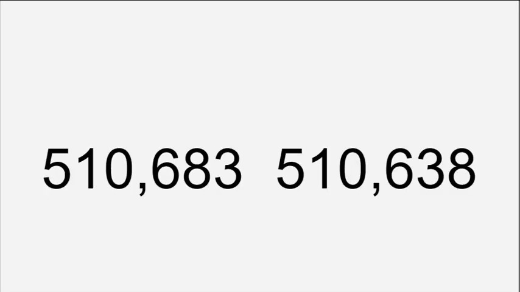Let's compare 510,683 and 510,638. Remember, while we're doing this work, you only have to write the symbol. You do not have to write down the numbers. When we look at these two numbers, I can see that both of them have 6 digits. That means that we can start with the hundred thousands place value. When we look at these numbers, they have the same numbers in the hundred thousands, 10,000s, thousands, and hundreds place values. So we need to look at the tens in order to compare.